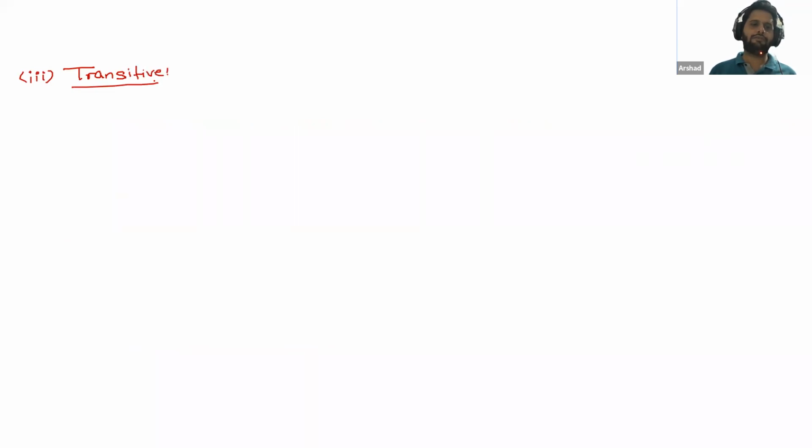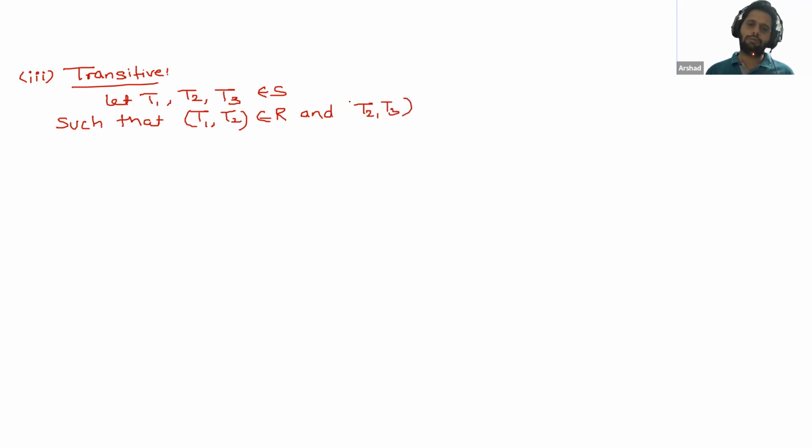So for transitive, we need three triangles. So we will write like this: let T1, T2, T3 belong to S such that T1, T2 belongs to R and T2, T3 belongs to R.